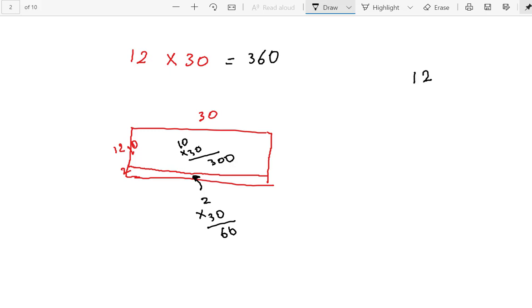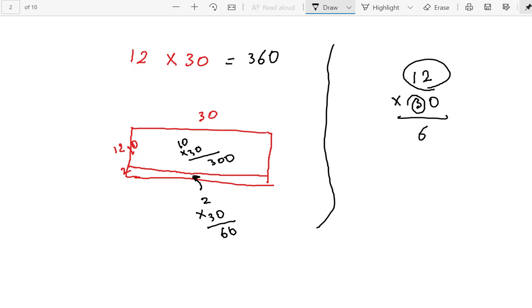Or simply you can use the way that we are using today, without any models. Just multiply 12 by 3. 2 times 3 is 6, and 1 times 3 is 3, and we have 1 zero, so I will write the 0, and we get the same answer, 360. Okay, my heroes, now you know how to multiply by multiples of 10. I will send you the link.